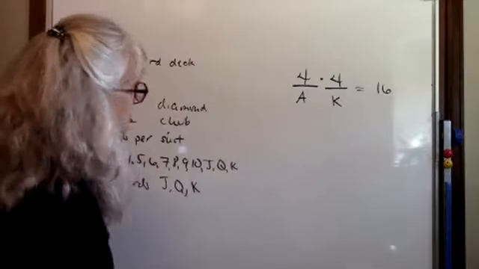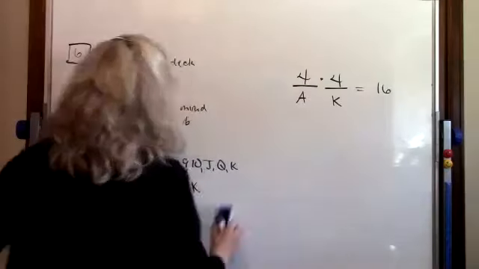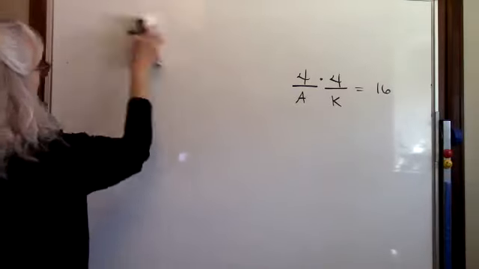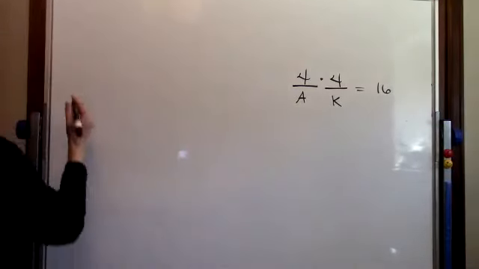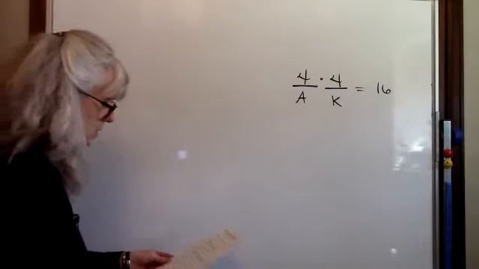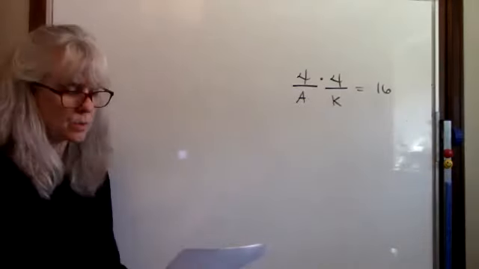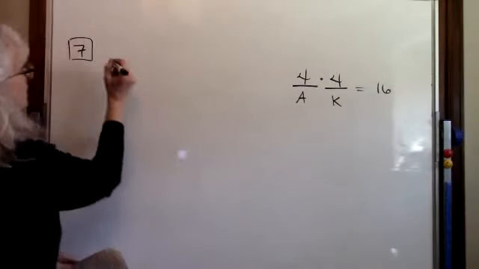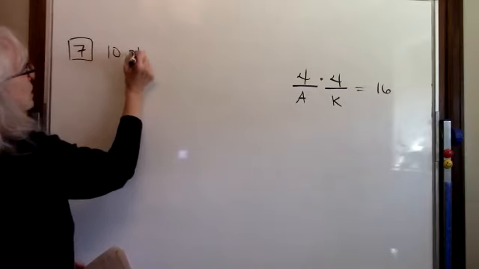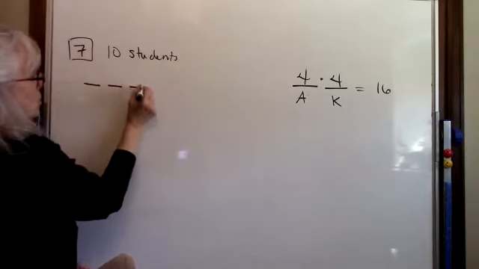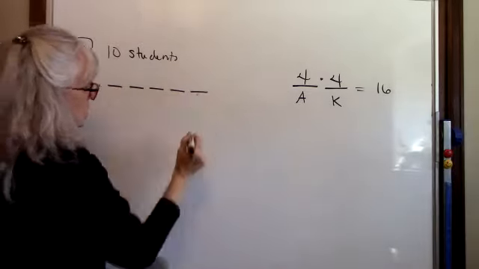Okay, example 7. Again, a very different problem. It says a row of 6 seats in a classroom is to be filled by selecting individuals from a group of 10 students. So I've got 10 students, but only 6 seats. So 1, 2, 3, 4, 5, 6 seats.